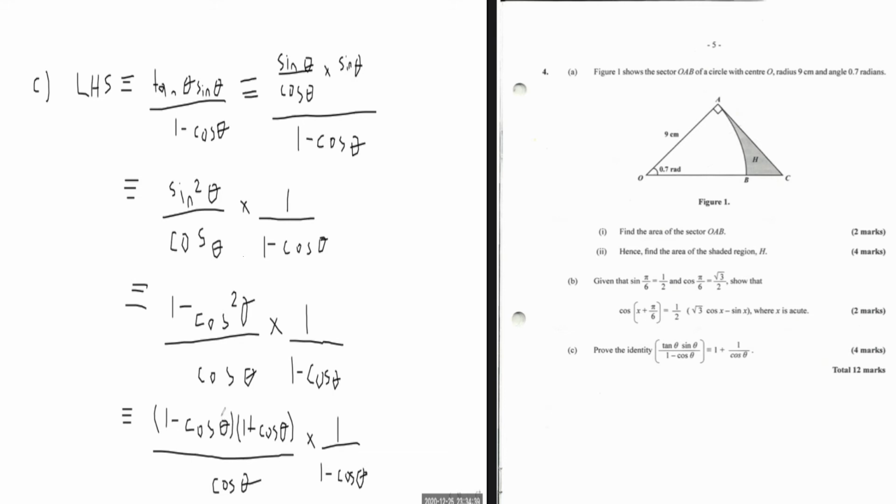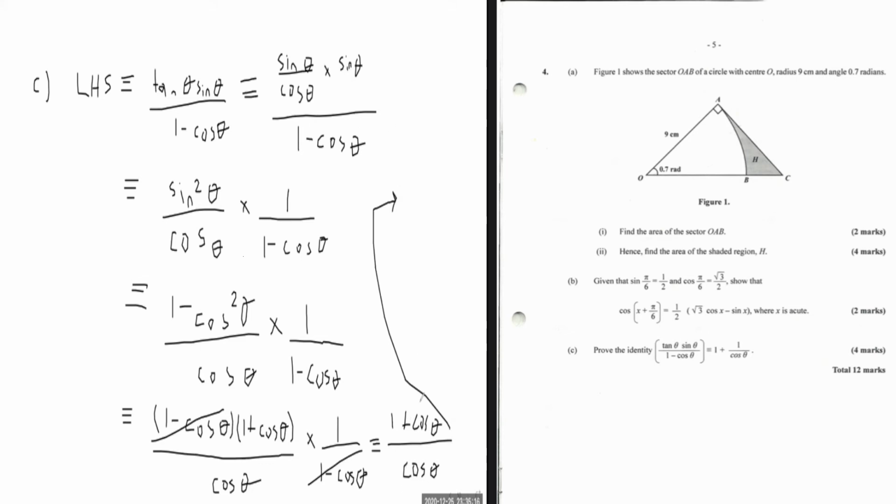Now 1 minus cos theta right here cancels the 1 minus cos theta here. So what we're left with is 1 plus cos theta over cos theta. I don't want to go somewhere else, so I'm just going to bring it to the top right here.